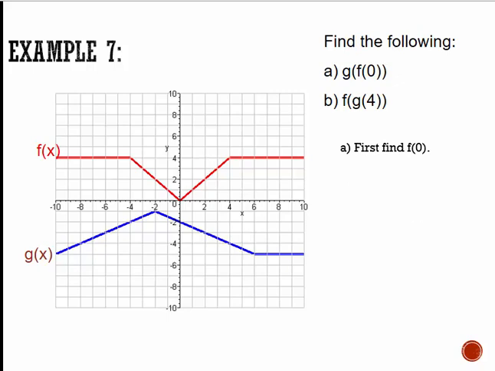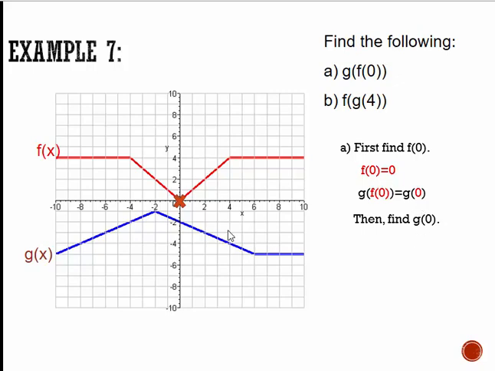So the first thing we need to do is find f of 0. To do that, I would go to x equals 0, visualize this vertical line to find where I hit the graph, and it would be there where the y value is 0. So f of 0 is 0. I can substitute that into my problem here. G of f of 0 would be g of 0, since f of 0 is 0.